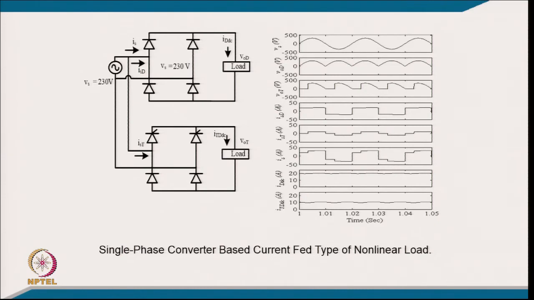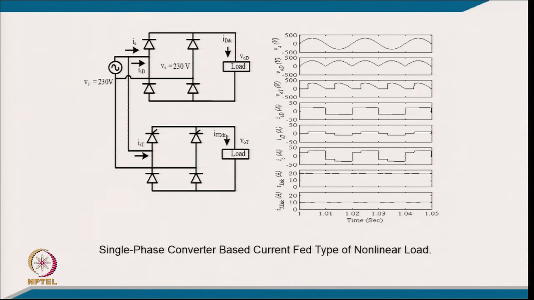So, you can see this kind of load where both are connected. One is a diode rectifier with constant current, another is a thyristor converter with constant current, and you can just see typically what will be the output voltage of the diode rectifier, what will be the current of the diode rectifier, what is the semi converter current, and what is the total current.